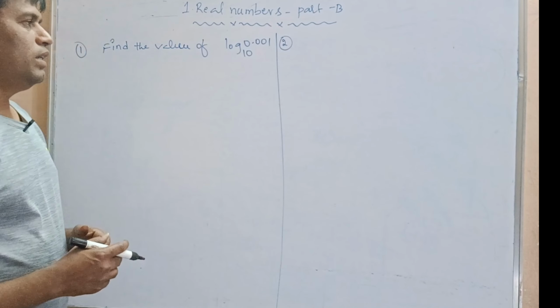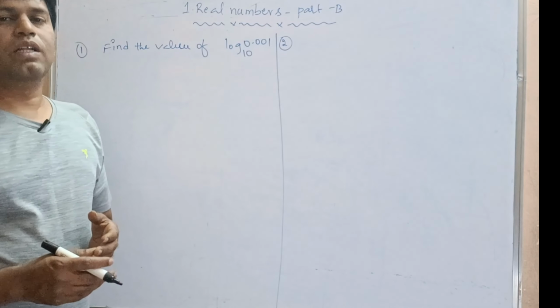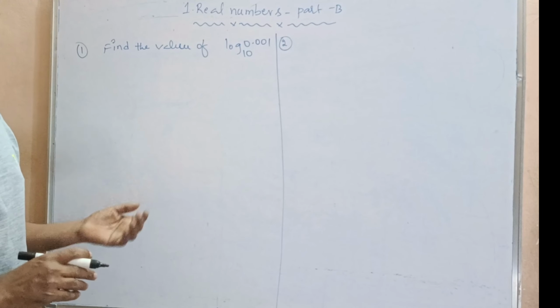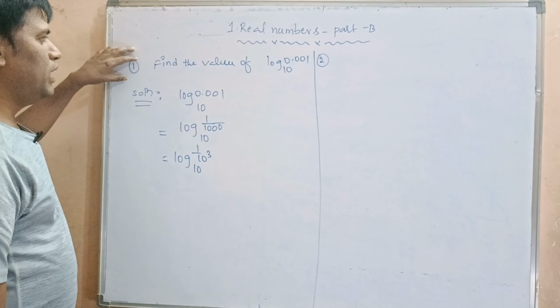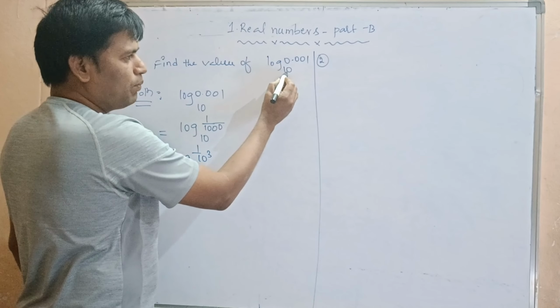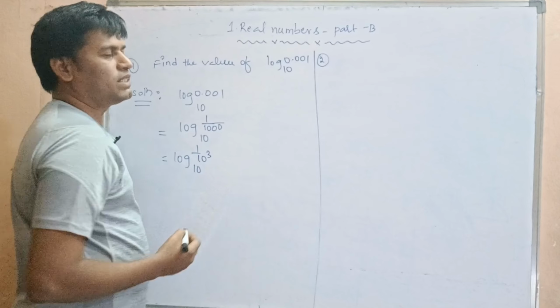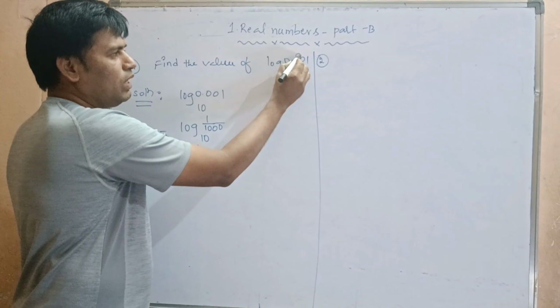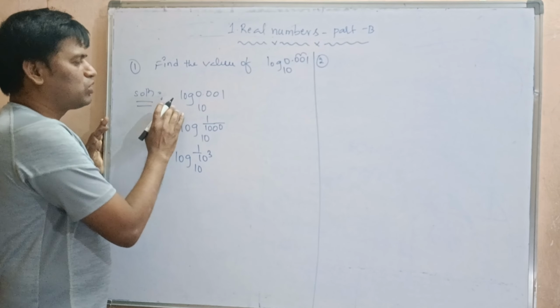Children, observe here, the last formulas I already gave. On the formula base your methods are there. Your problem number 1 is: find the value of log 0.001 base 10. Now you can observe, after the point how many digits are there? After the point a total of 3 digits are there. Keep that in your mind. Now you can start the solution.